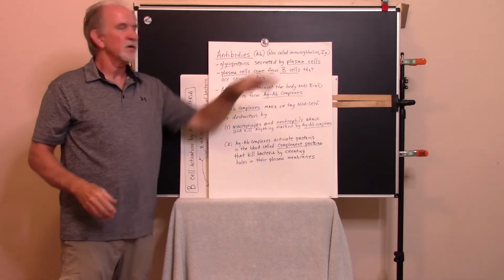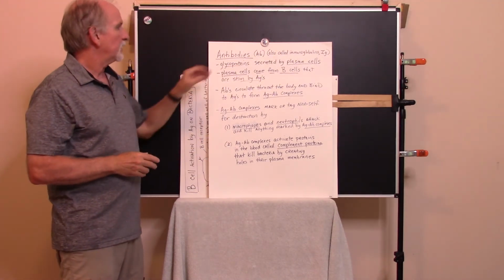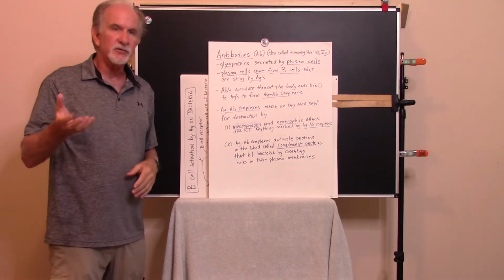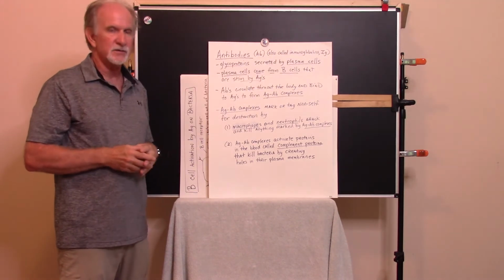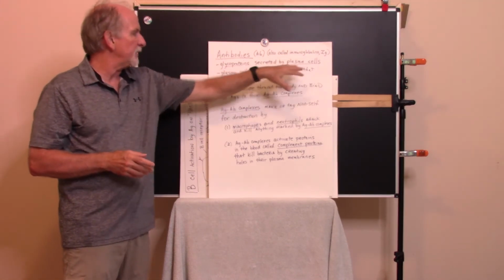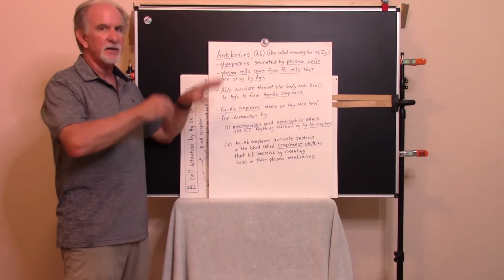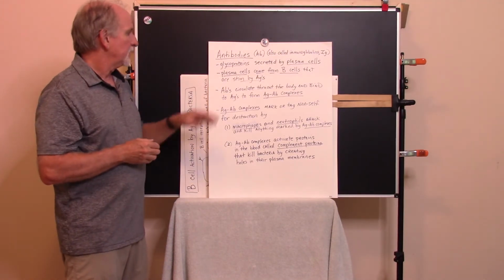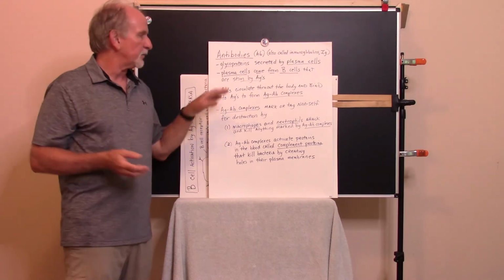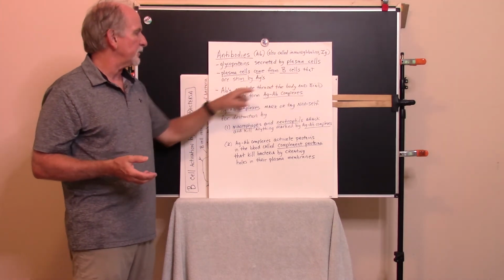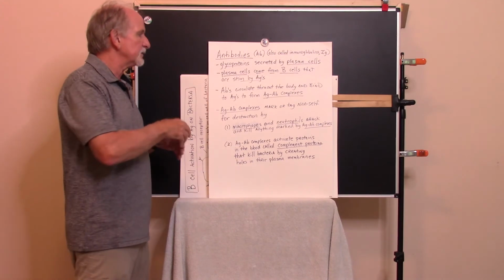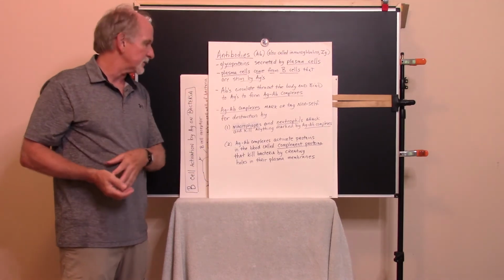Antibodies, which are also called immunoglobulins, are glycoproteins that are secreted by plasma cells. And the plasma cells come from B cells that interact with or are stimulated by antigens. So the antibodies that are secreted by the plasma cells circulate throughout the body. They bind to antigens to form antigen-antibody complexes.